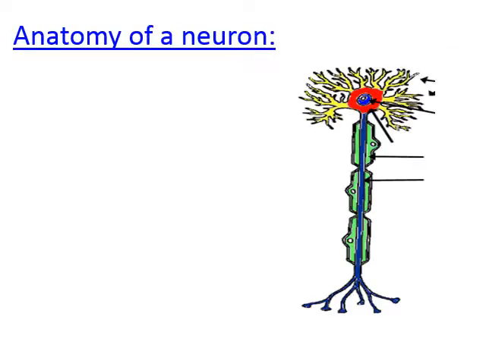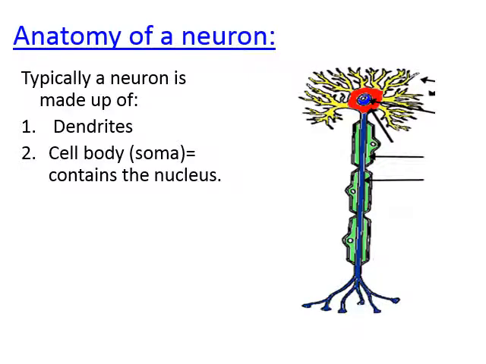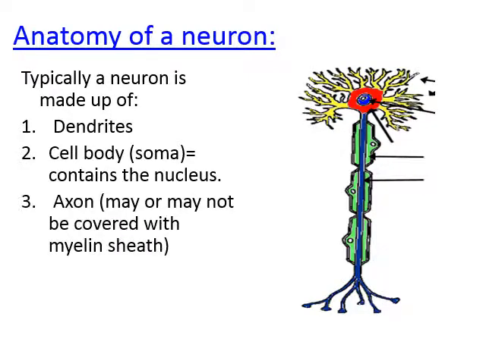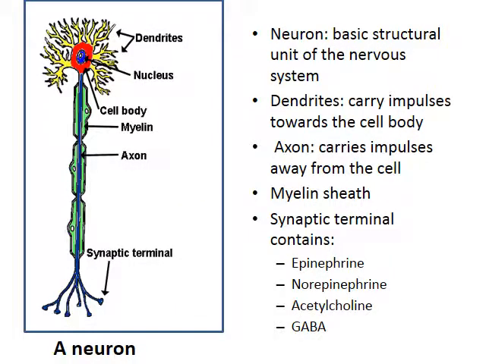Anatomy of a neuron. A neuron, as we know, is typically made up of dendrites, the cell body, which is called the soma, which contains the nucleus, and we have the axon, which may or may not be covered by myelin sheath. Finally, we have the terminal arborization, which is called the terminal buds or knobs. So dendrites, cell body, axon, and finally the terminal arborization here. So this is dendrites.